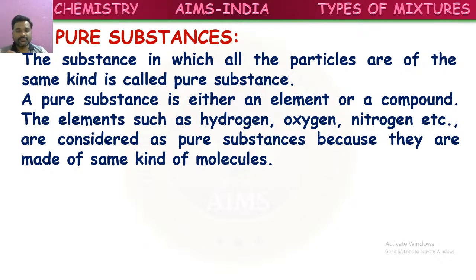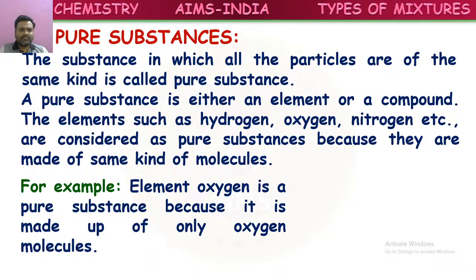Suppose you take hydrogen, it is made up of only hydrogen molecules. No other elements or substances will be in that. So hydrogen is considered a pure substance. In the same way, oxygen, nitrogen, chlorine, and so on. These all elements come under pure substances because they are made up of only one kind of particles. Of course, some elements are made up of single atoms, some are made up of molecules. Anyhow, they contain the same kind of particles in them, and hence they are pure substances.